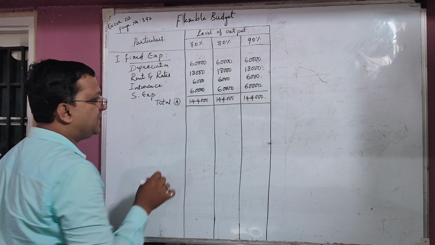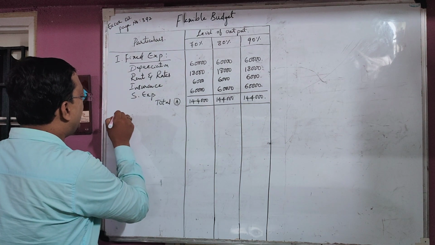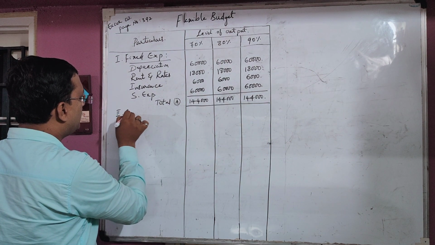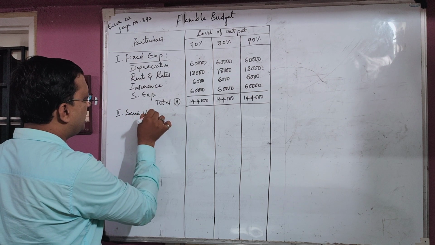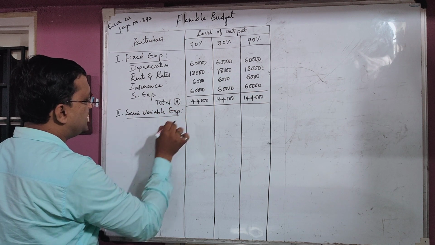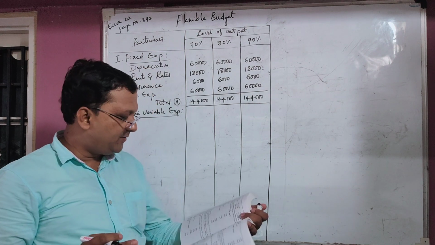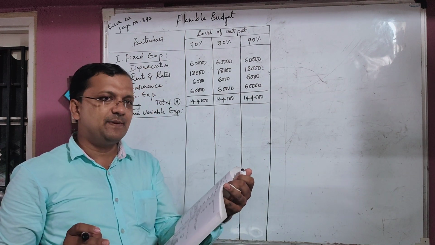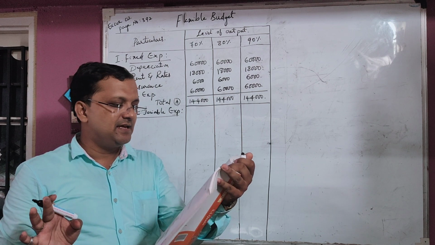Name it total A. Next, come to the second point, semi-variable expenses, in the second heading. Number 2, semi-variable expenditure. Two expenses they have given according to the problem. Power expenses: 30% fixed, remaining 70% is variable.